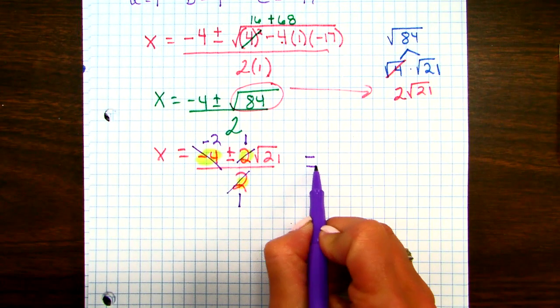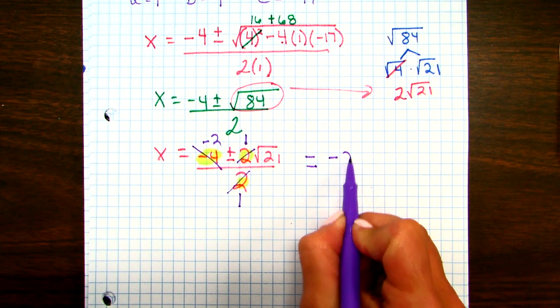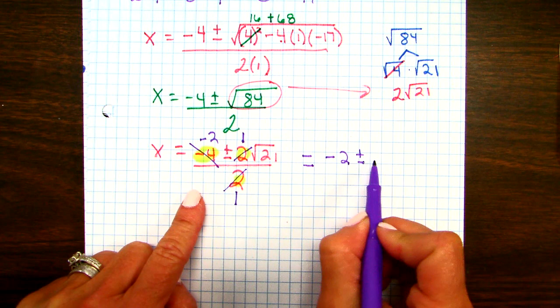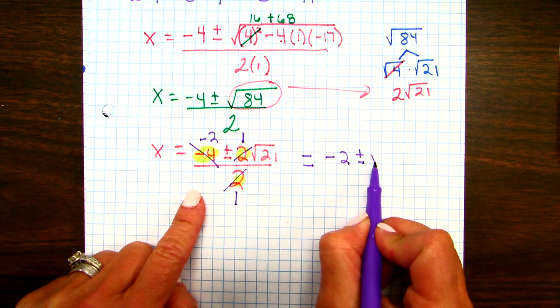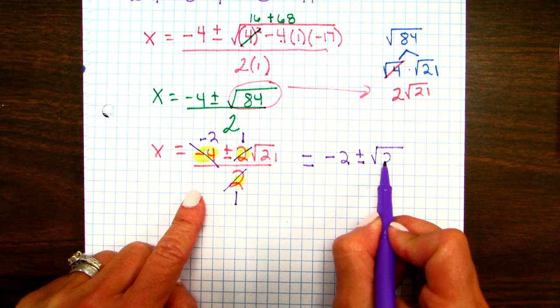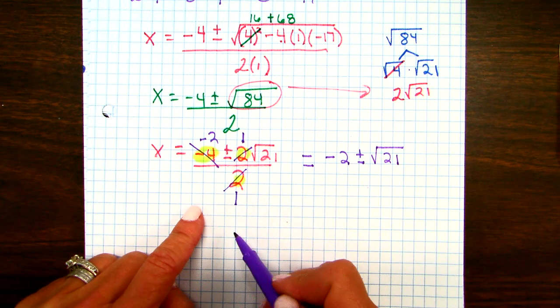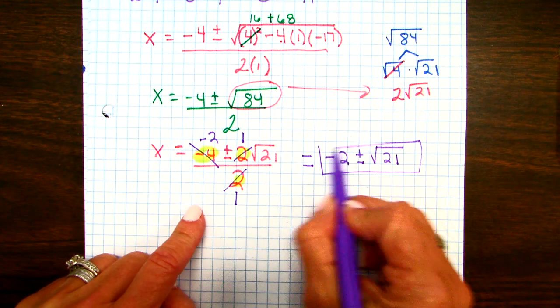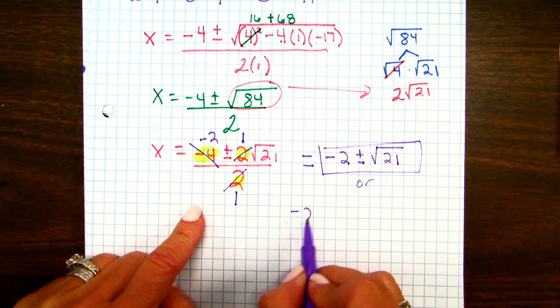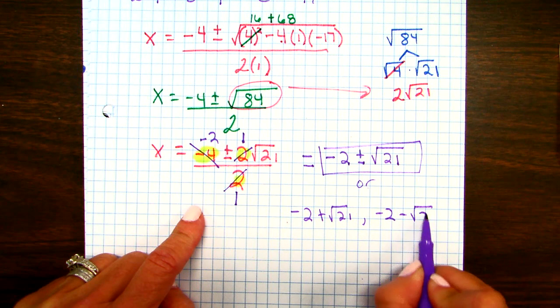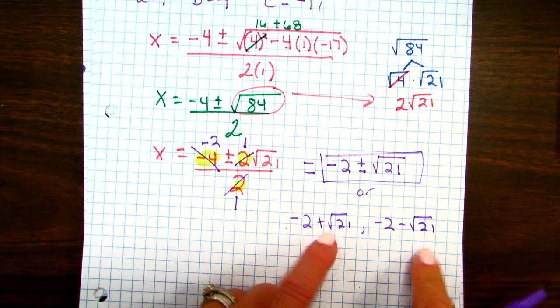My final answer is negative 2 plus or minus. I can put a 1 in front. I wouldn't mark it wrong, but we don't need that 1 in front. 21. And you could put a 1 in the denominator, but we don't need to. That is your final answer. That is the same as saying negative 2 plus the square root of 21, negative 2 minus the square root of 21. That's written in radical form.